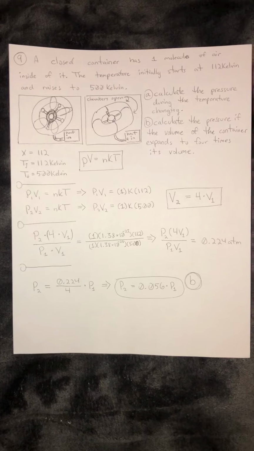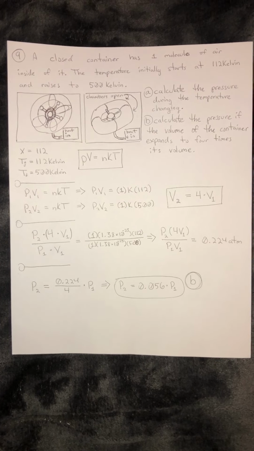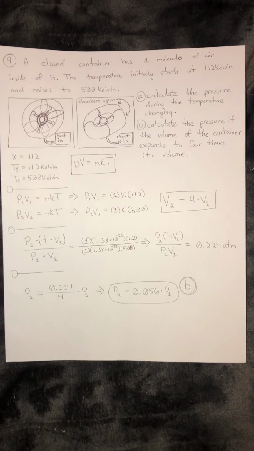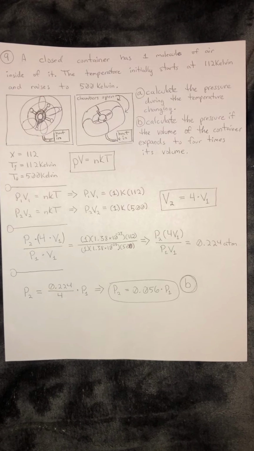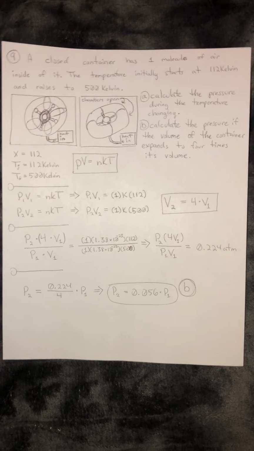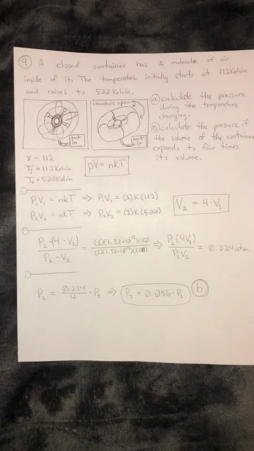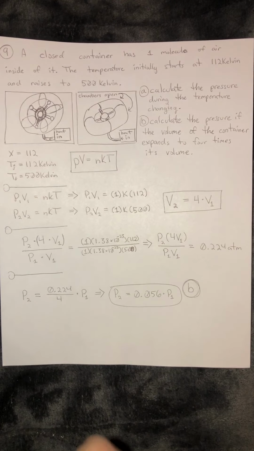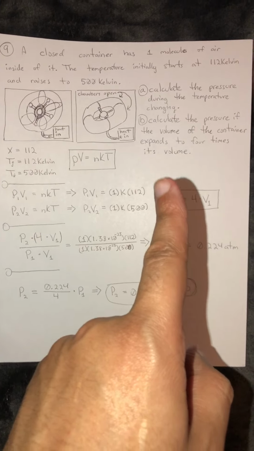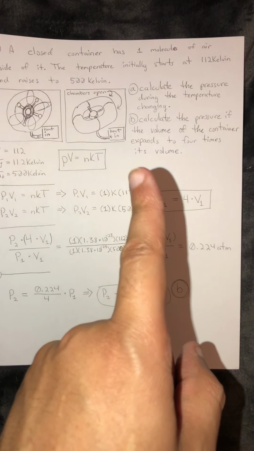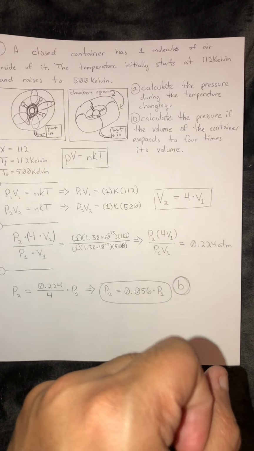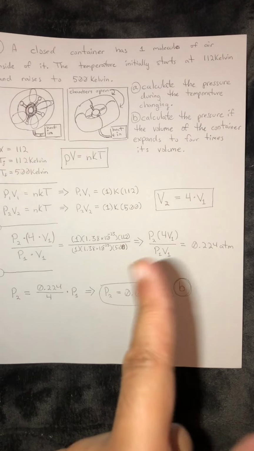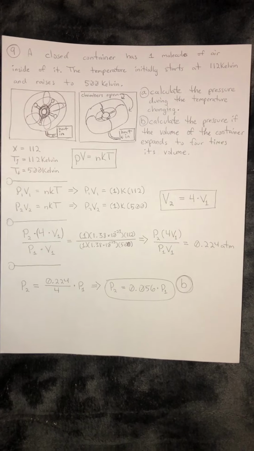This is for the physics final, question 9. This was the first create-your-own-question problem and example. We were asked to make a question that focuses on calculating pressure during a temperature change, and calculating the pressure if the volume is increased to 4 times its value.